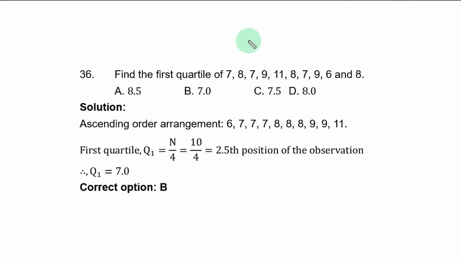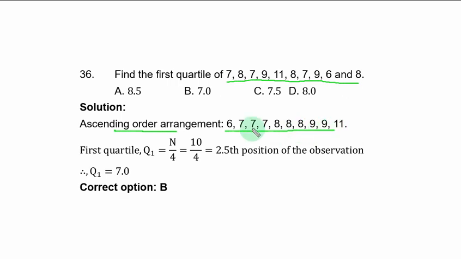Question 36. Find the first quartile of 7, 8, 7, 9, 11, 8, 7, 9, 6, and 8. First, the data you need to rearrange in an ascending or descending order. So you have ascending order of arrangement, that is 6, 7, 7, 7, 8, 8, 8, 9, 9, 11.